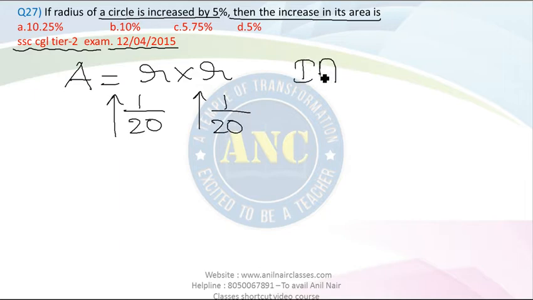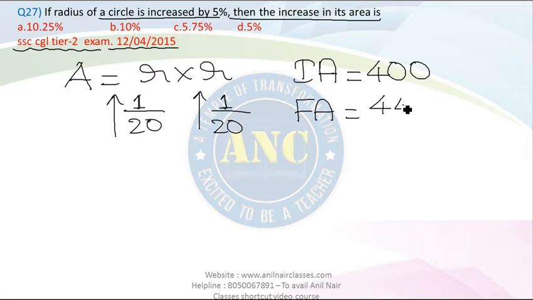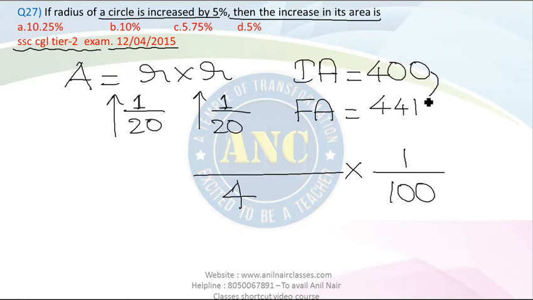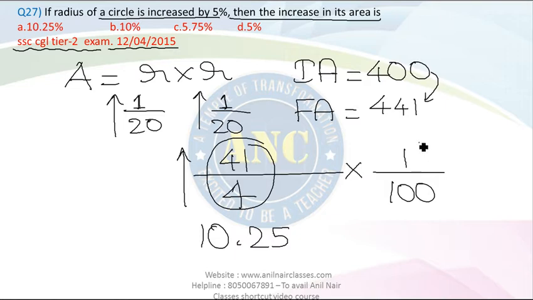So initial area is the denominator into denominator, 20 into 20, 400. Final area is 20 increased by 1, 21. 20 increased by 1, 21. 21 into 21 is 441. That means initially it was 400. I will write that 400 in the denominator as 4 into 100. Finally it became 441. That means there is an increase of 41. 41 divided by 4 is nothing but 10.25. 1 divided by 100 is nothing but percentage, which is option A, an original SSC CGL Tier 2 question.